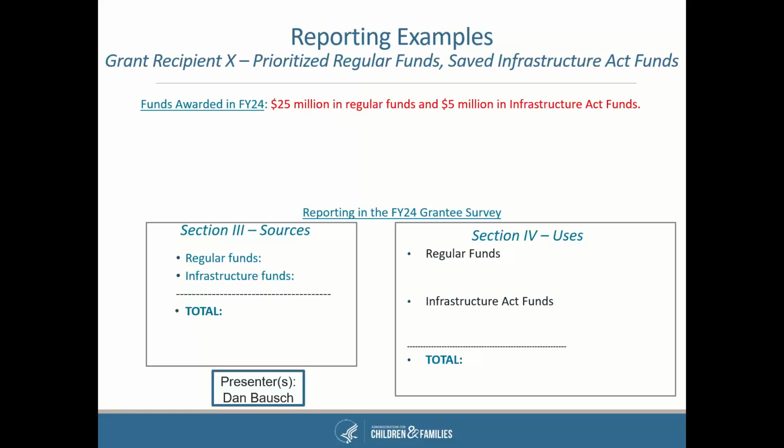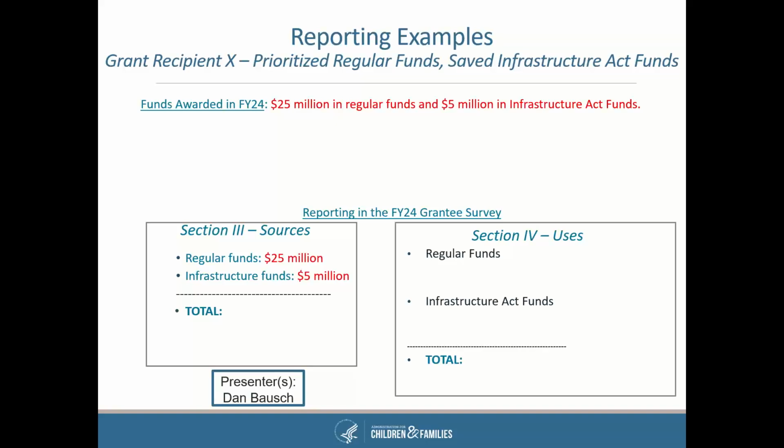Okay, first example we're going to look at is grant recipient X, and they had regular funds and decided to save their Infrastructure Act funds. So in the red here, you'll see for 2024, this made up grant recipient got 25 million in regular funds. That's the non-supplemental funds. That's bucket number 1 in the report. And they got 5 million in the Supplemental Infrastructure Act funds. So that's a total of 30 million.